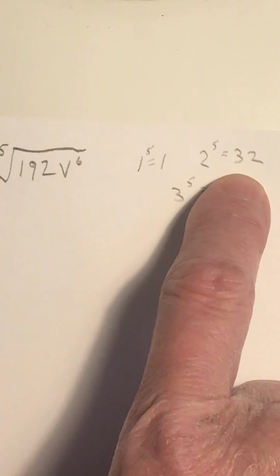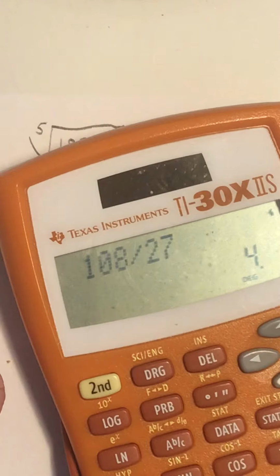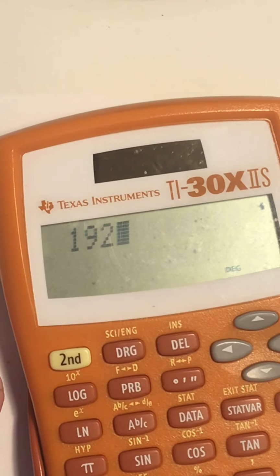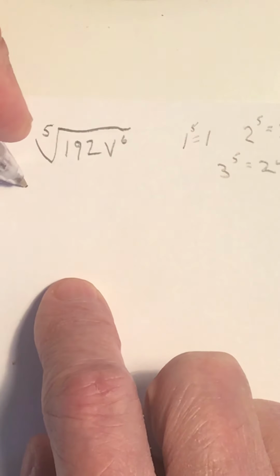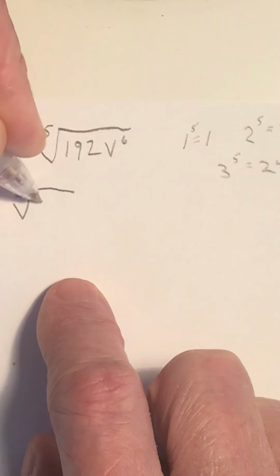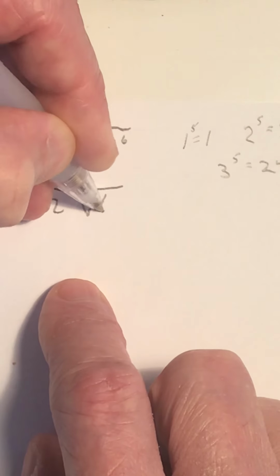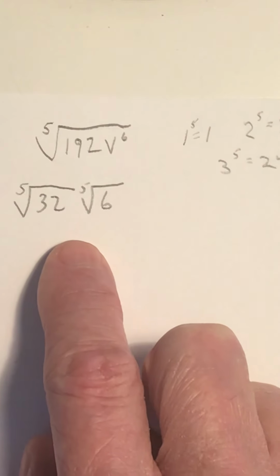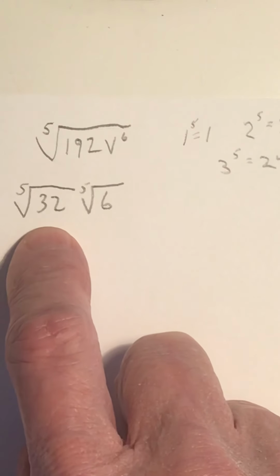Can we factor a 32 out of 192? Let's see. I'll take a little basic calculator. 192 divided by 32, 6. That's wonderful. So we can factor the 192 into 32 times 6. And again, why do I want to do that? Because 32 is a perfect fifth power. The fifth root of 32 will be 2.